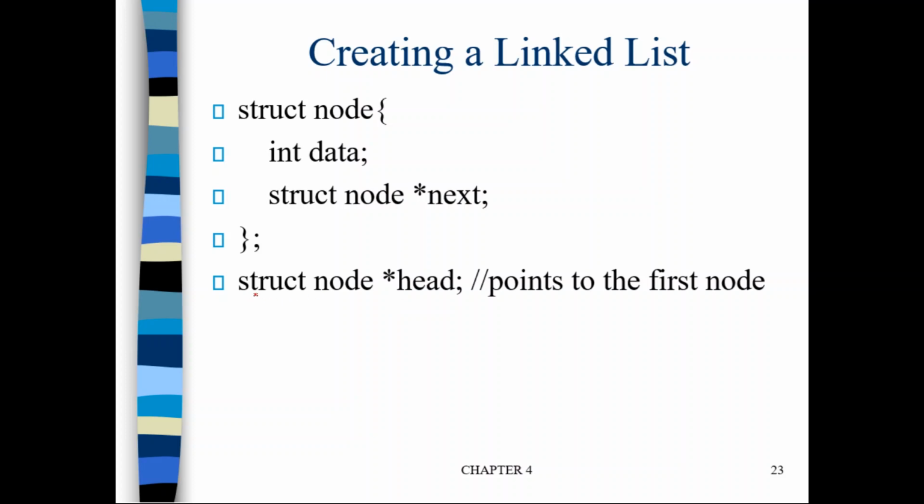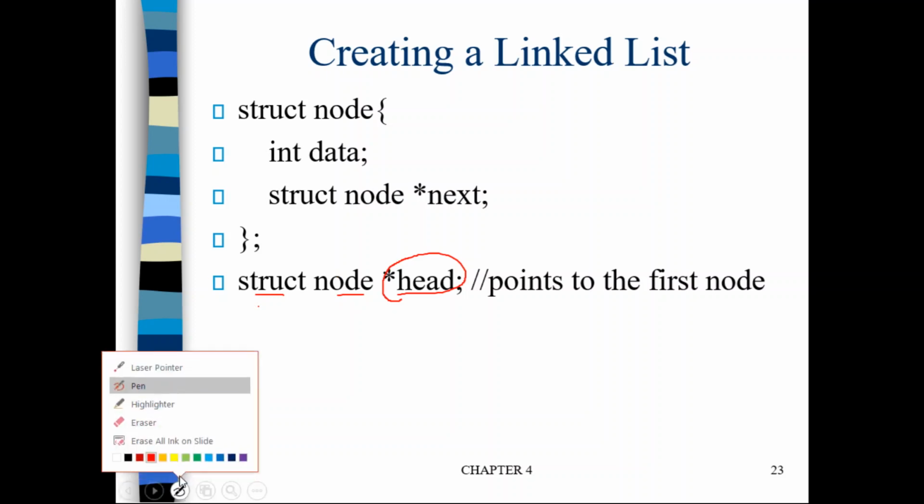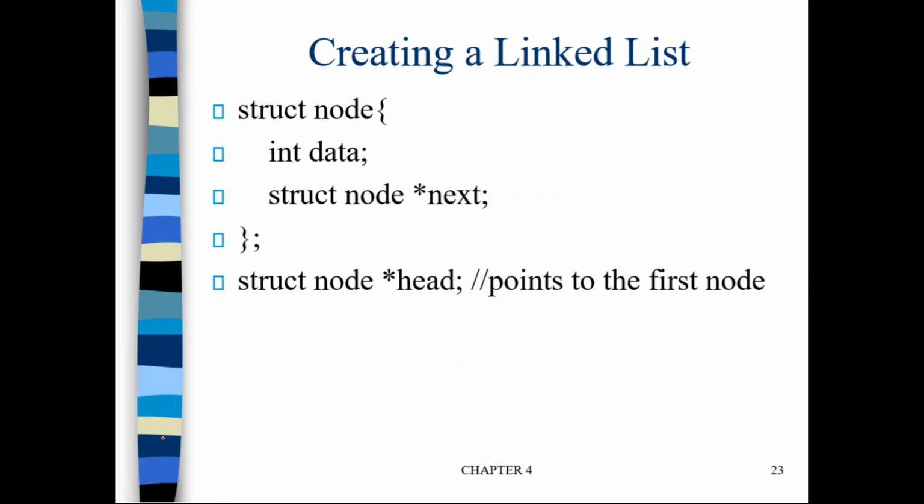So we create this struct node star head. Head is a pointer. As of now, head is a pointer which can point to the address of type struct node. Currently it is not pointing anywhere, but later, when the program proceeds, it will point somewhere. Let us see that.